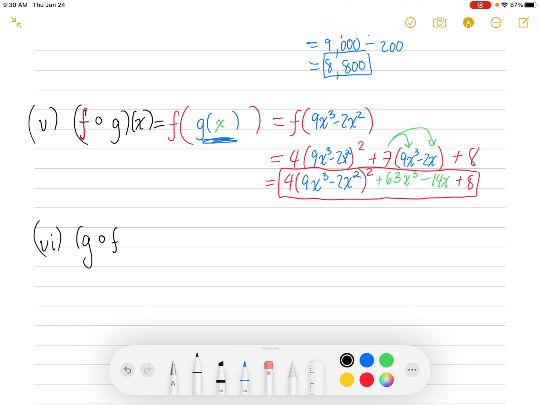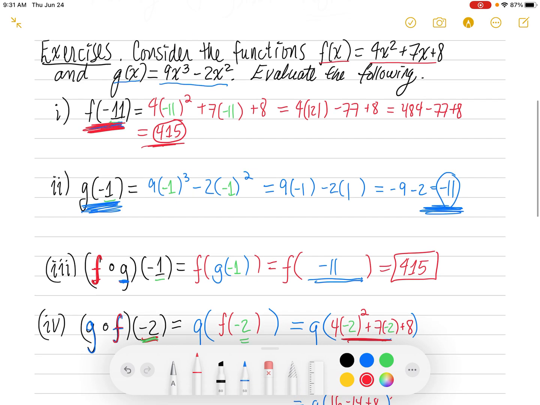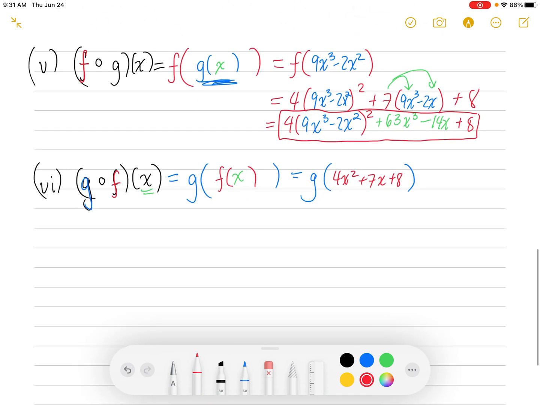All right, let's do one more example of composing functions. Let's do this time g circle f of x. G composed with f of x. So first we're starting with the g, right? So when we write this out, we're going to have g first in blue, and then inside we're going to have the red function f of x. So I'm going to leave the g alone on the outside, and inside I'm going to put what f of x is. What is f of x? If you remember, f of x was 4x squared plus 7x plus 8. I believe that's right.